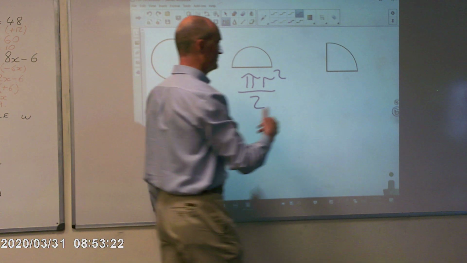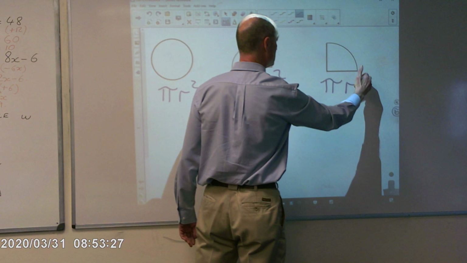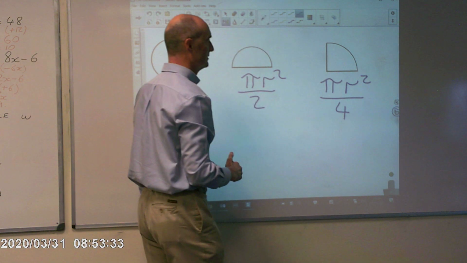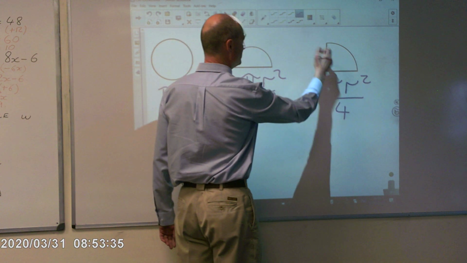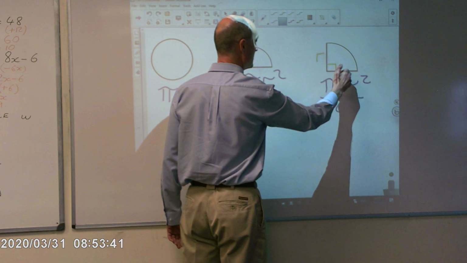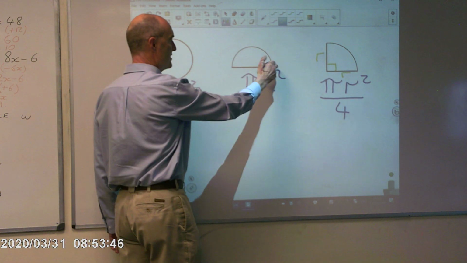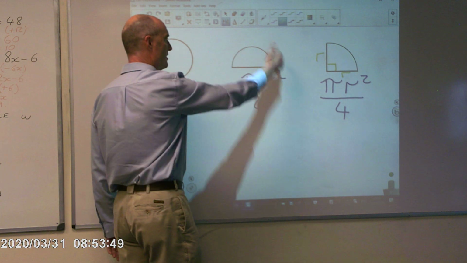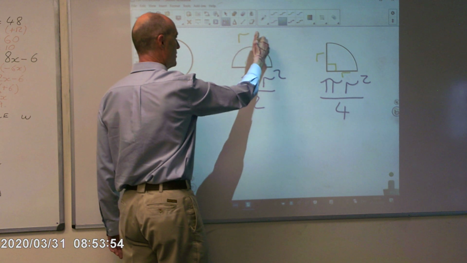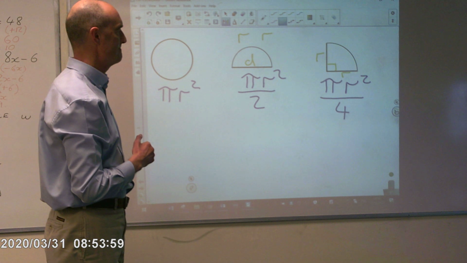For a quadrant, a quarter circle, take the area of the whole circle, divide it by 4. Don't forget these arms here, these two straight lines are going to be the value of the radius. This line here, going all the way across what would be the whole circle, is a diameter, so it's 2 lots of the radius. Okay? Important you remember that.